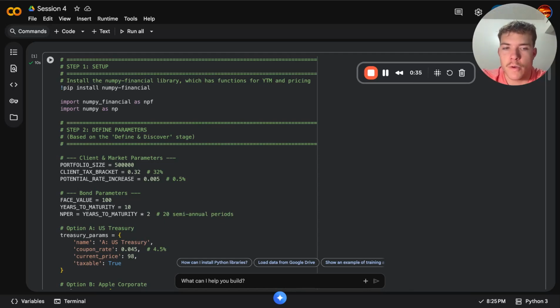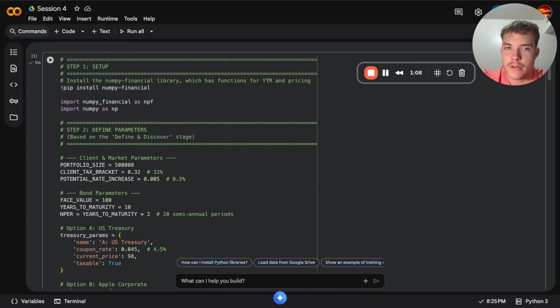Today in this video we're going to walk through a real-world example of building a fixed income portfolio recommendation for our client. We're going to use a Python script to perform an analysis of three bond alternatives for a specific risk-averse client, a 68-year-old woman. The goal is just to run the code, but also to try to understand the story around it. So let's go through the code.